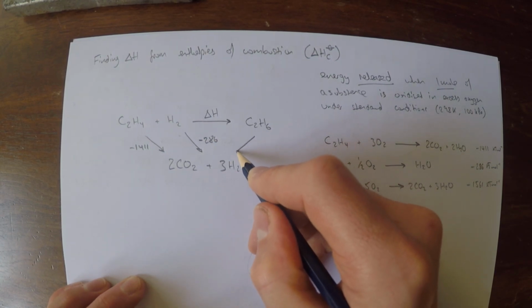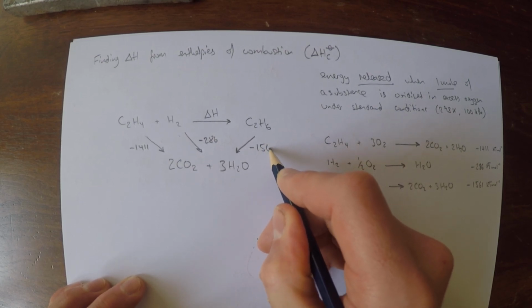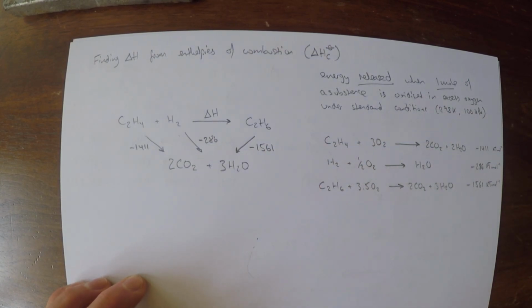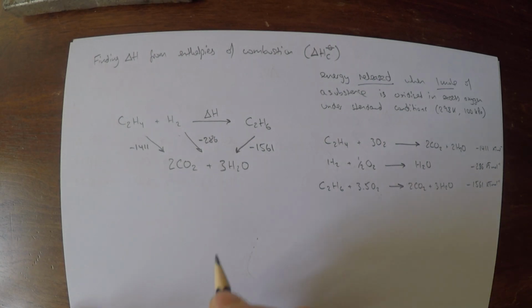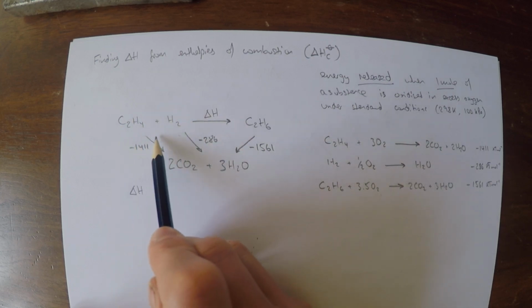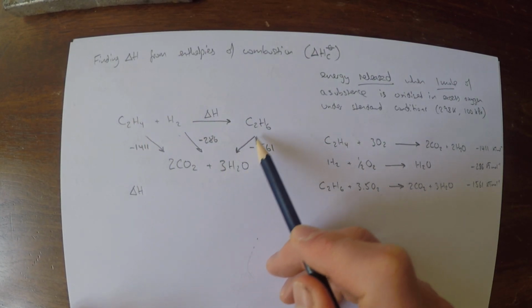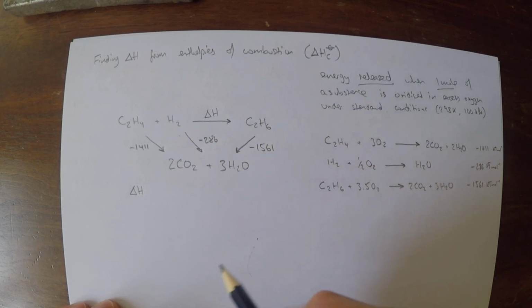And we can have an arrow representing the enthalpy change of combustion of the ethane, so minus 1,561 kilojoules per mole. Now again, in order to find the overall enthalpy change of this reaction, we need to go from our reagents to our product. So these 2 arrows are pointing in the correct direction, however the third arrow is not. We're going to have to reverse that.